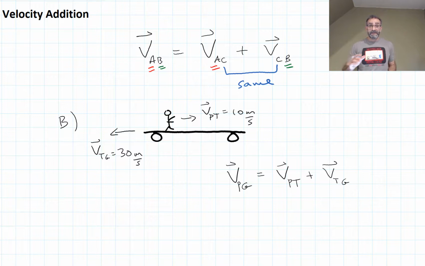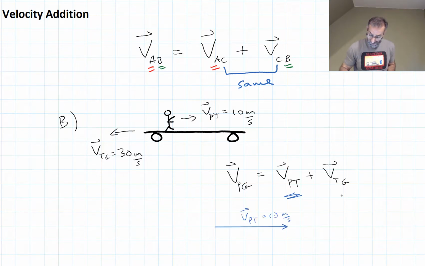This time our person is running to the right, and the train is going to the left. Same process. I'll use blue for the velocity of the person with respect to the train. This is a vector addition problem. I'll use gray for the train's velocity with respect to the ground.